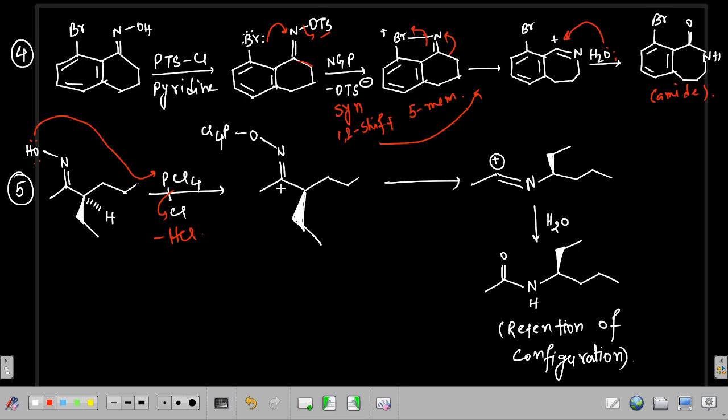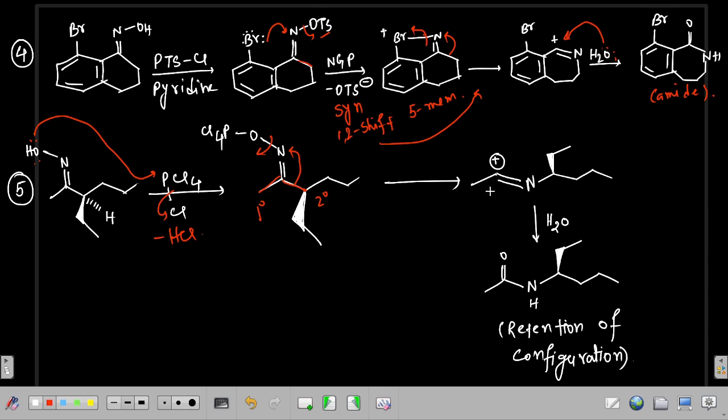Next, there is a possibility that this carbon or this carbon will shift to the nitrogen. But in this case you see this is a 2-degree carbon and this is a 1-degree carbon. So this 2-degree carbon will migrate faster than this 1-degree carbon. So this 2-degree carbon will migrate to this nitrogen, and it leads to the removal of this bond.